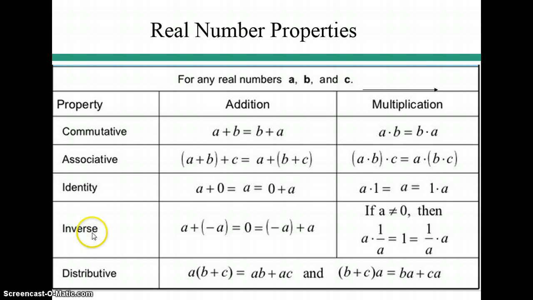Let us discuss the inverse. Inverse property for addition. Look at this expression, A plus minus A. If we add A with its opposite, then we'll get 0. Similarly, minus A plus A, in both cases you will get 0. So here negative A is the inverse of A.